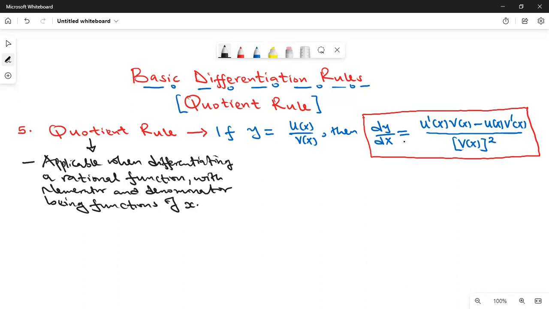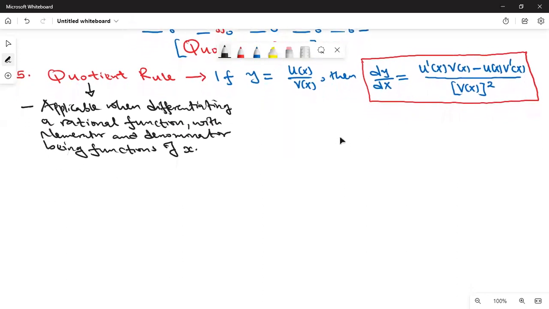So what the rule states is that you differentiate u keeping v constant, minus, now keep u constant, differentiate v, then over v squared. That's the quotient rule. Let us derive this rule. Derivation.